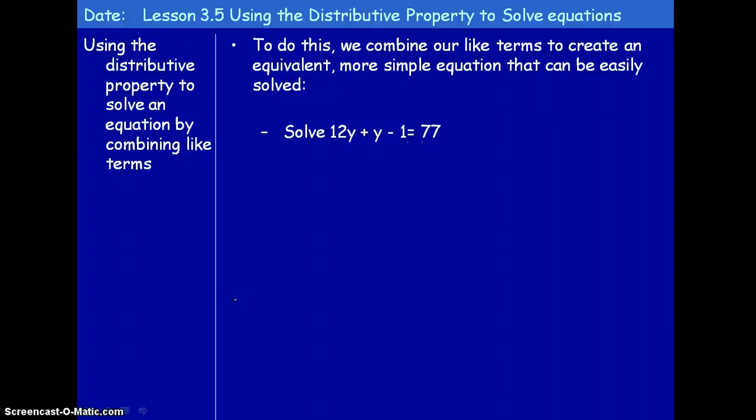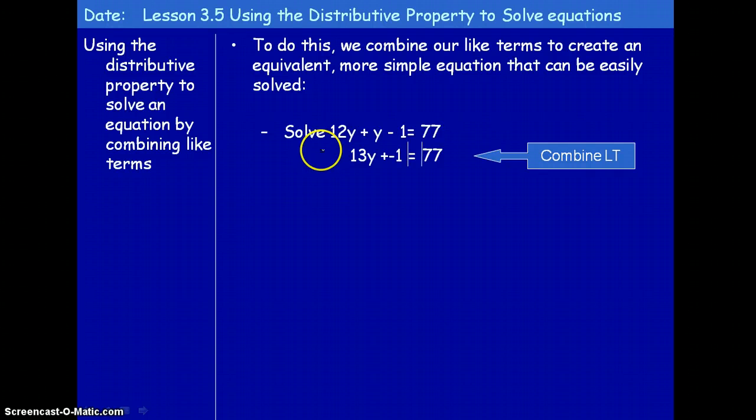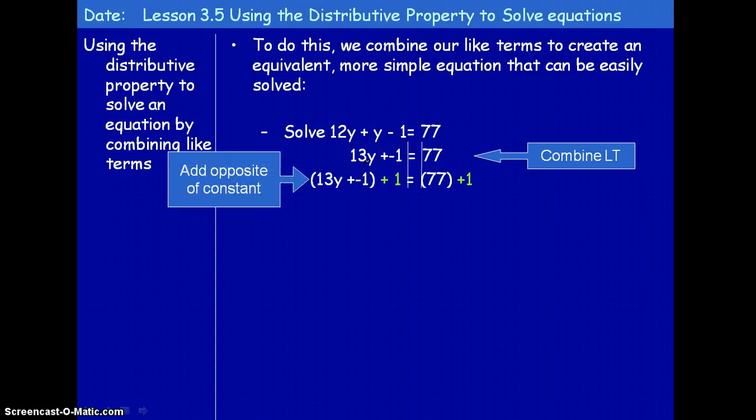Our first step in this instance might be to combine like terms here. Our like terms being the 12y plus y, arriving at 13y. We can add the opposite of the constant, our constant being -1, so we will add +1 to both sides.